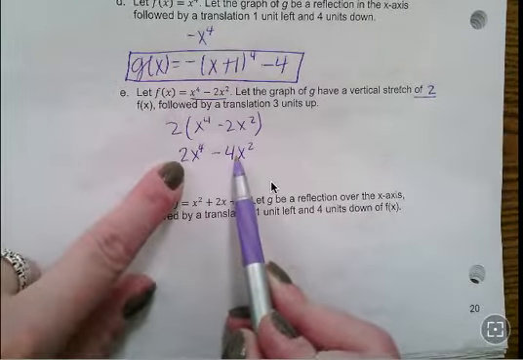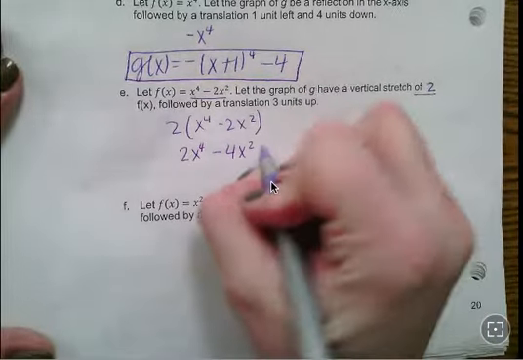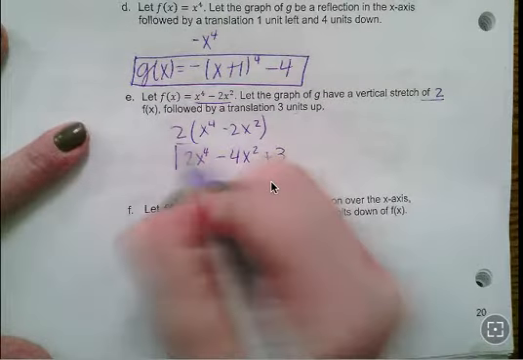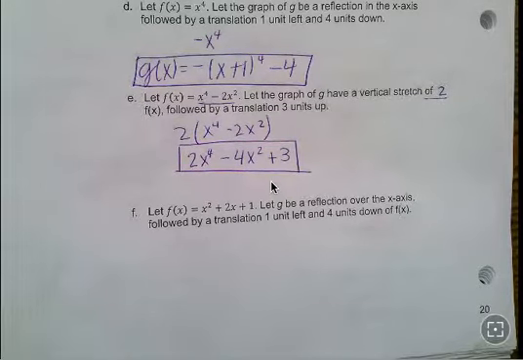Okay, so this is a vertical stretch of 2. And now we need to go 3 units up. Well, 3 units up, just put a plus 3 on the end, so that's the same thing that happens here. So that's your final answer for E right there.